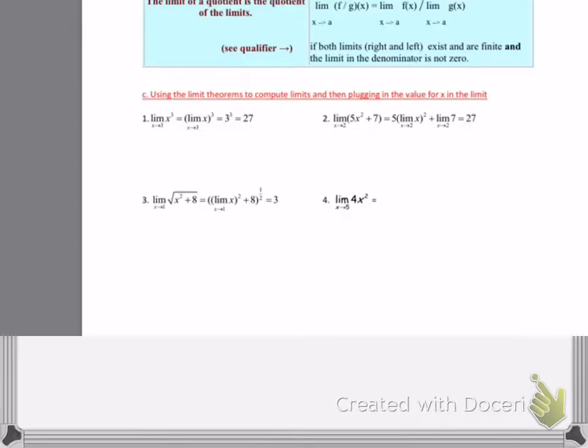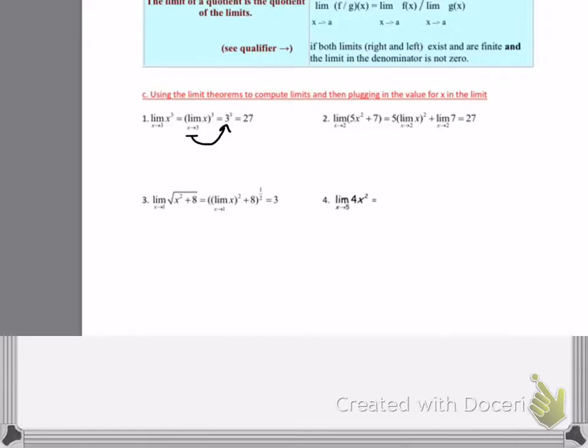All right, so here's some application of using the limit theorems. If you want to find the limit as x approaches 3 of x cubed, you would move the limit wording inside next to x and then cube that limit, and your result would be 27. Because the limit of x, you can just plug in the x. So in this situation, we're just going to plug in our x value right here and cube it, and we have our answer.